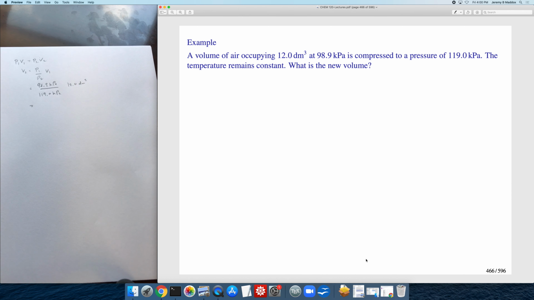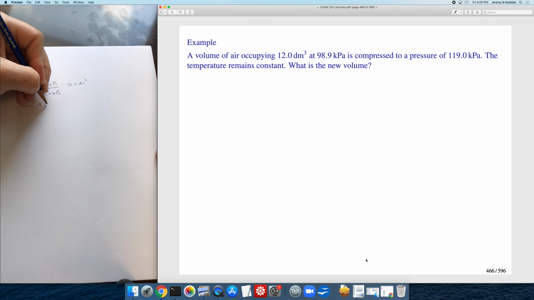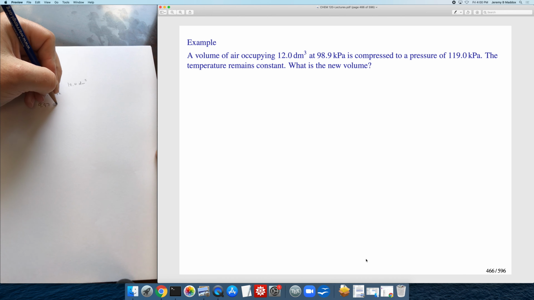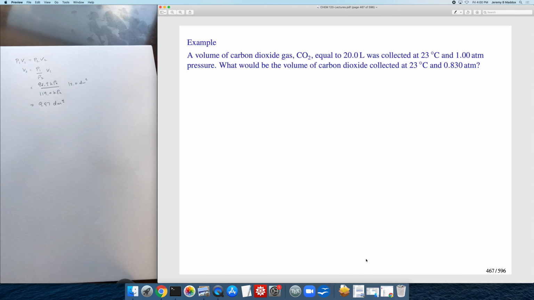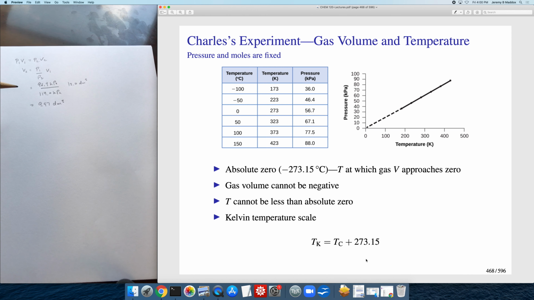I'm getting 9.97 cubic decimeters as my answer. This problem is identical to this one in every way. The only thing that's different are the numbers that you plug in. Okay, so try this one on your own as an exercise.